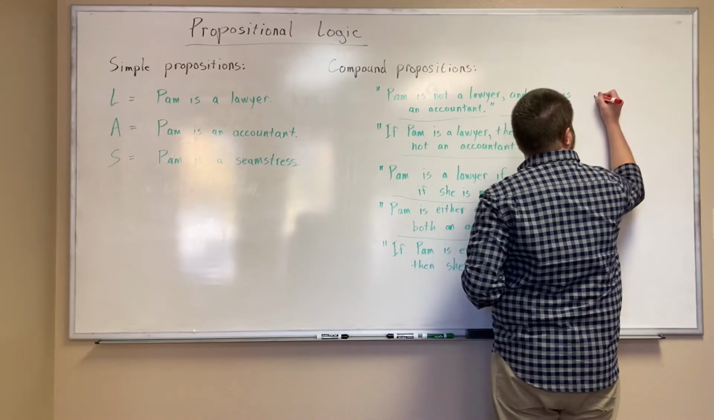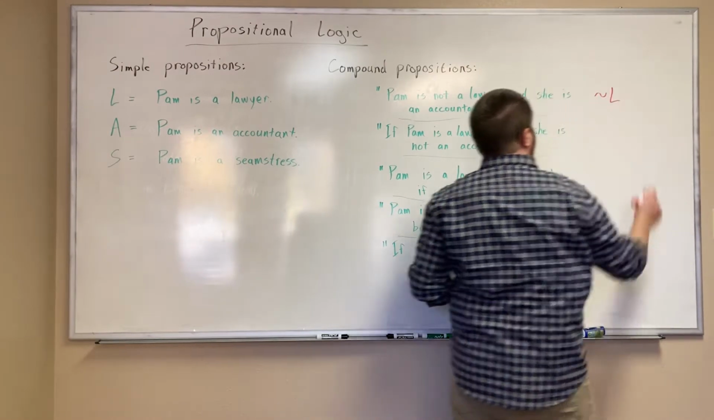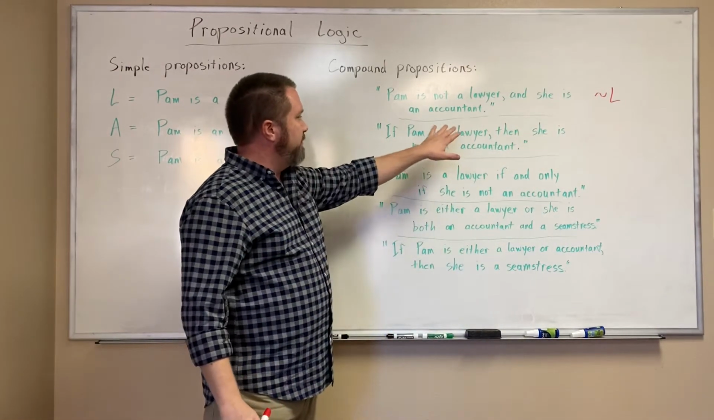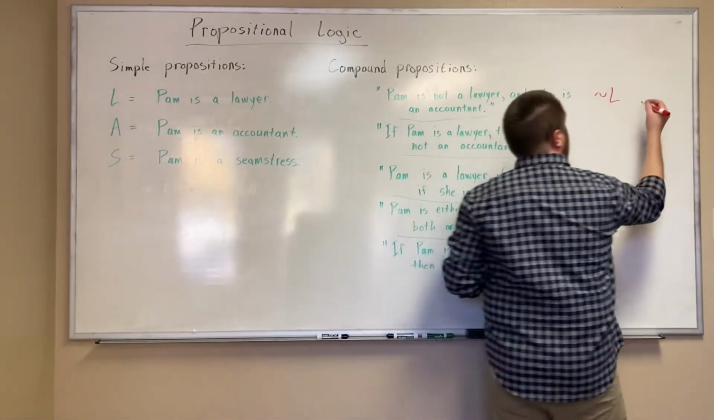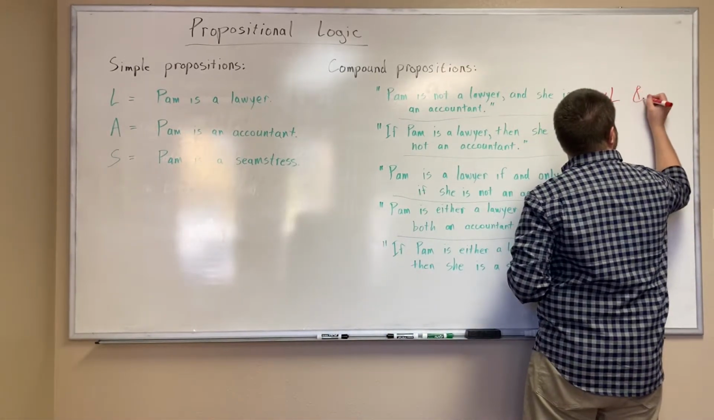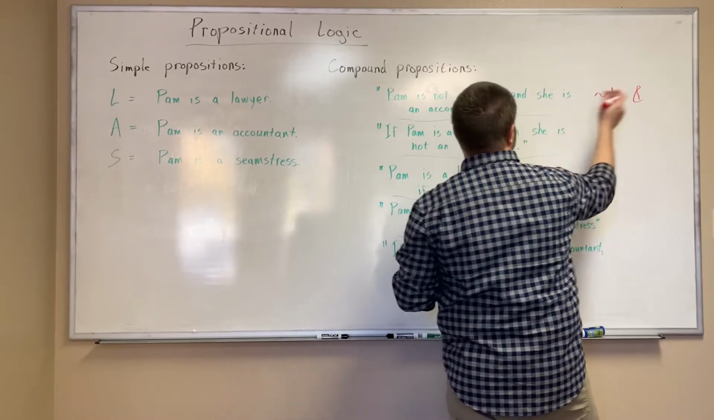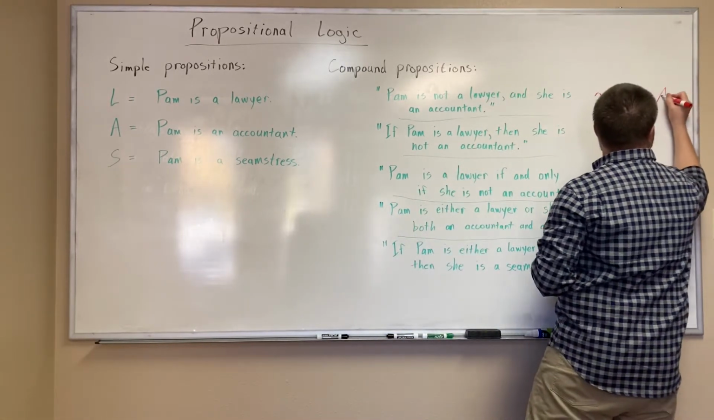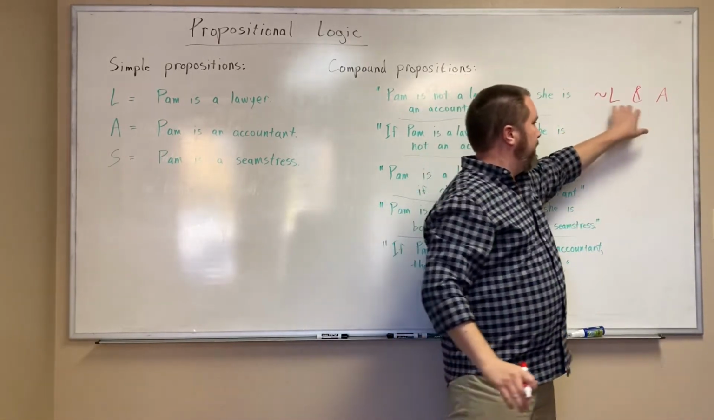So Pam is not a lawyer. Right away, we can symbolize that with the tilde and the L. And she is an accountant. I'm going to use the ampersand for the and. So that would be tilde L ampersand A.